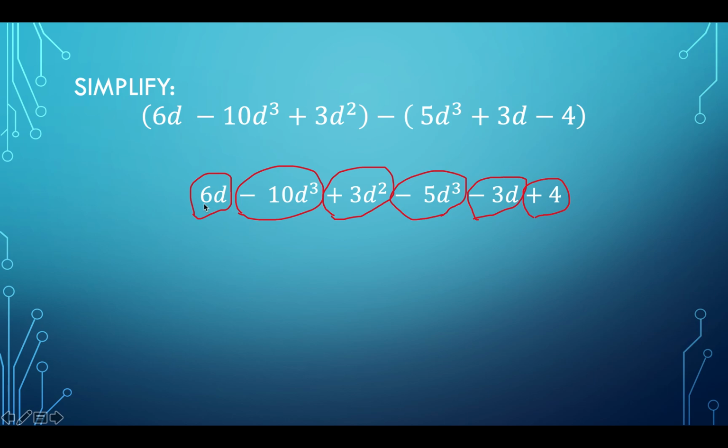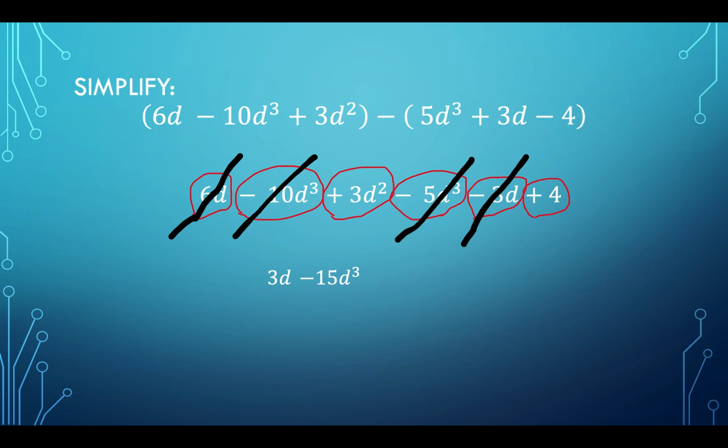So we see 6d first. Is there anything I can combine 6d with? Yep, I have a minus 3d here. So 6d minus 3d gives me 3d, and I go ahead and cross those two out so I know not to use them again. Then we have negative 10d cubed. Can I combine it with anything? I have a minus 5d cubed over here, so negative 10 minus 5 gives me negative 15d cubed. Cross those out so we don't use them again.